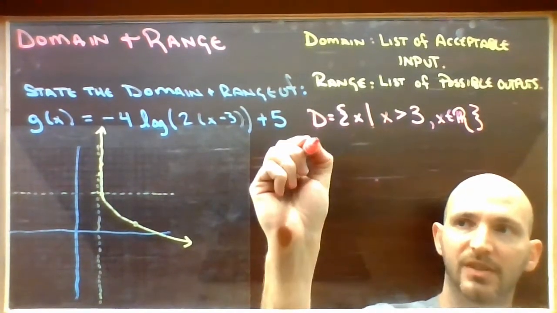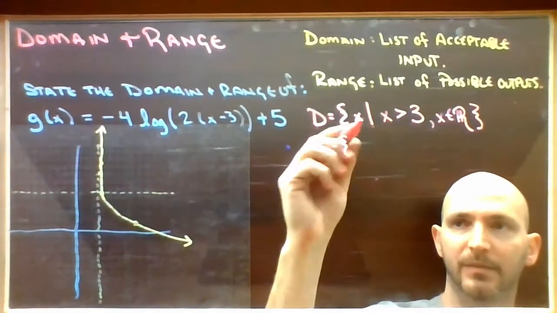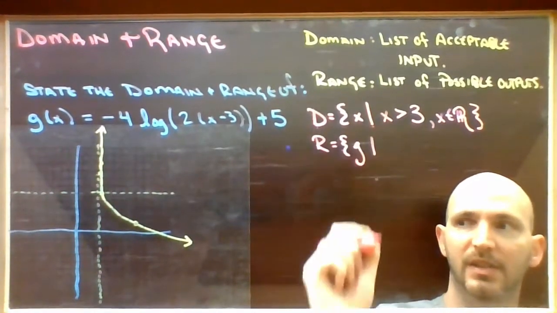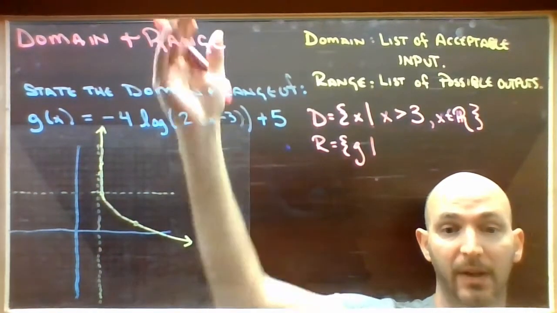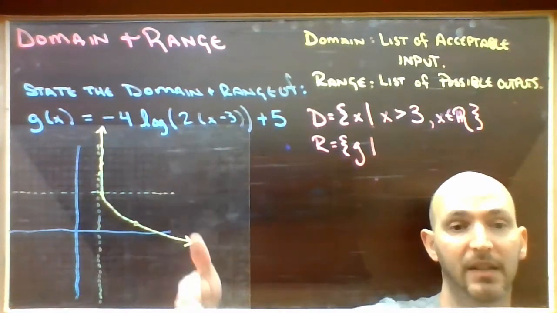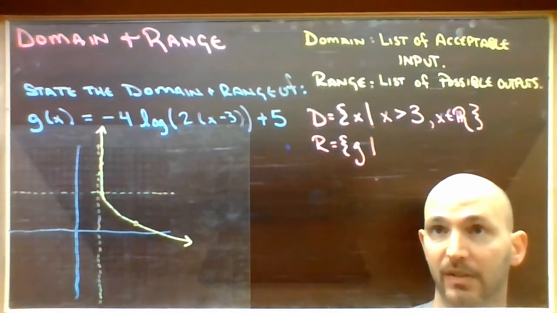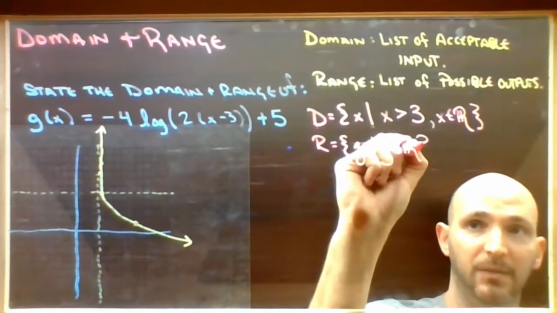As far as range is concerned, well, these are g values such that, well, it goes up to forever that way, and it's going to eventually drop to forever that way. There's no limit to what you can get out of this function, so there are no restrictions, except that they must be real numbers.